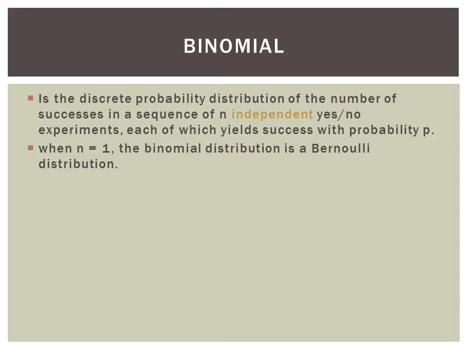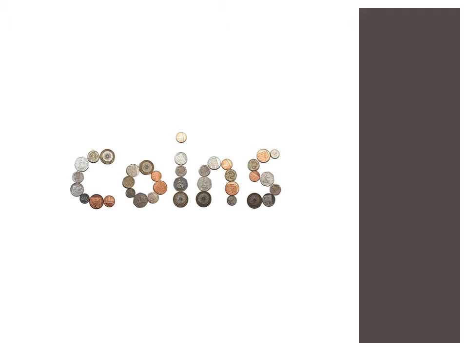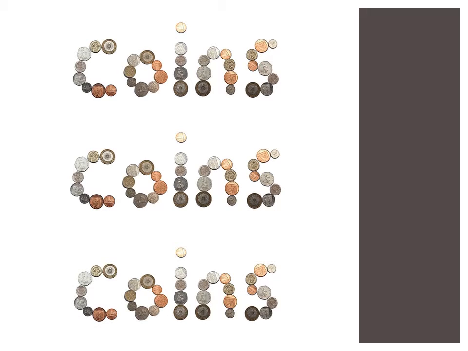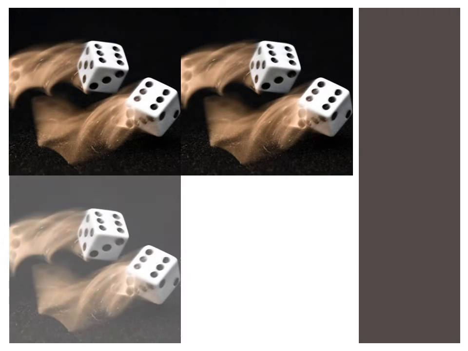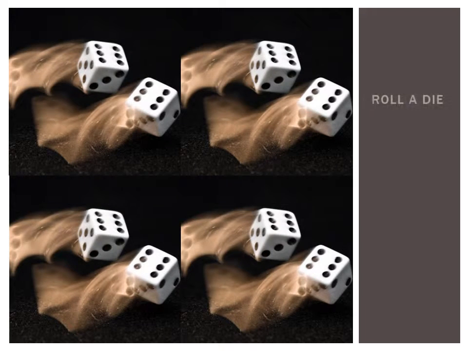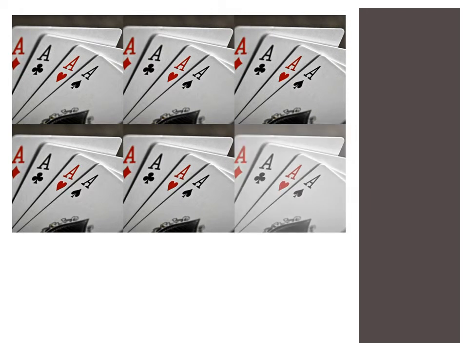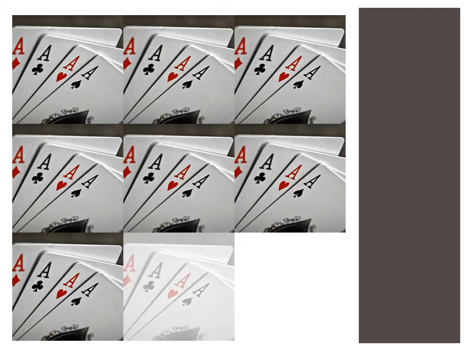So what kind of events in our daily life will follow a binomial distribution? Toss a coin 3 times. Roll a die 4 times. Draw a card 9 times.